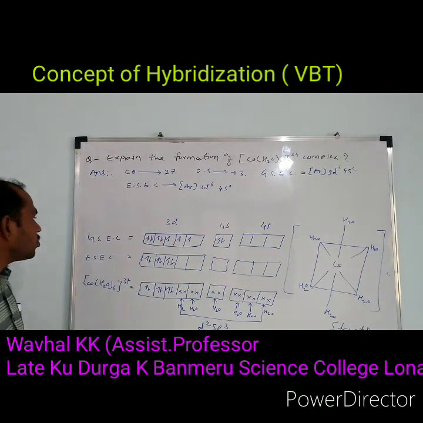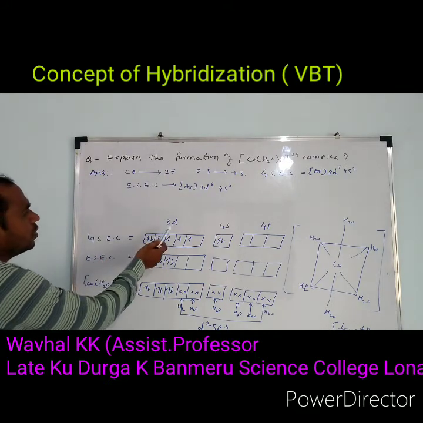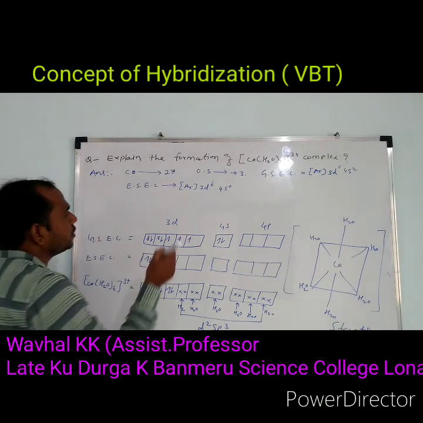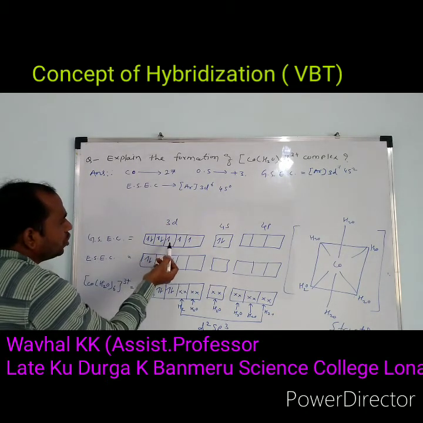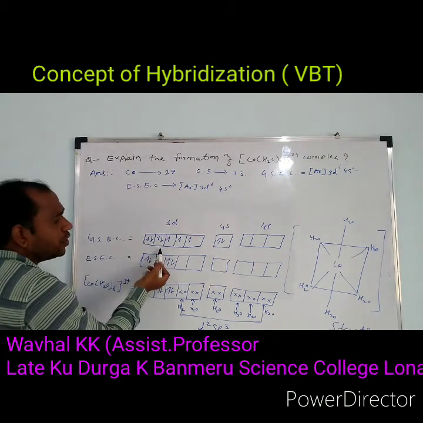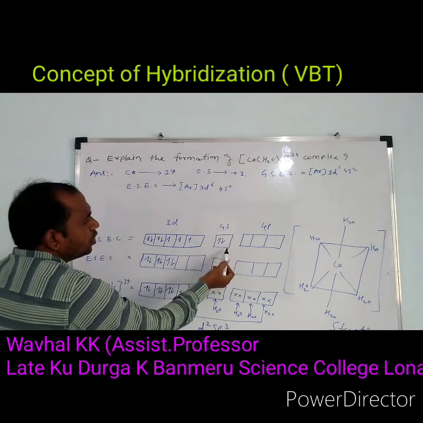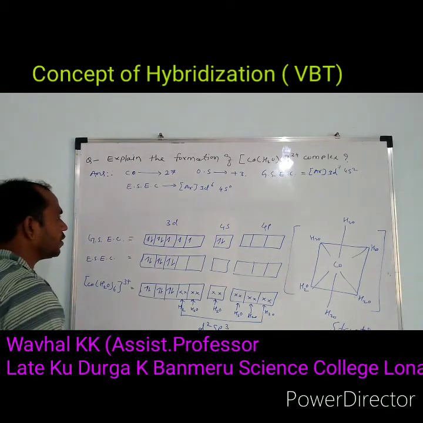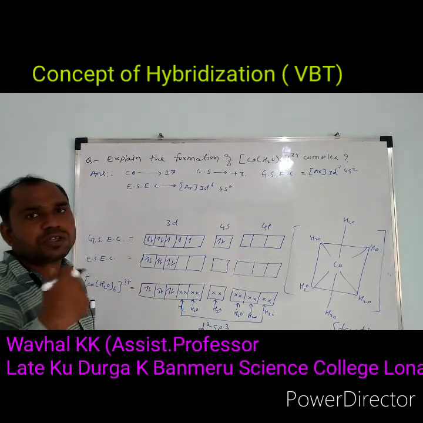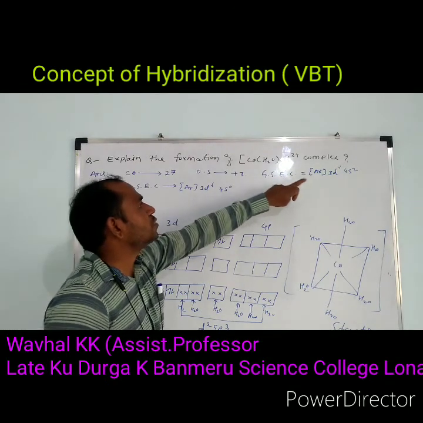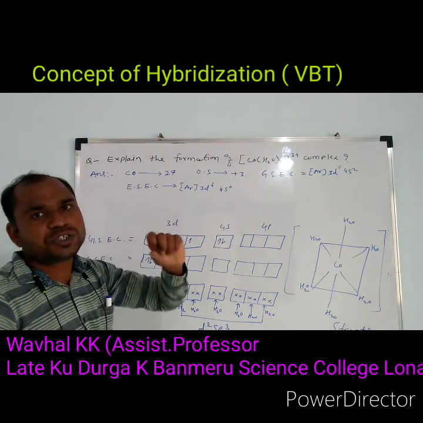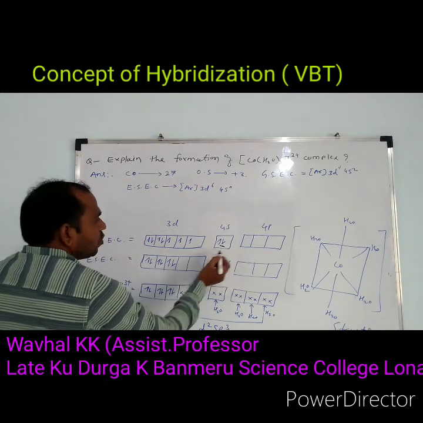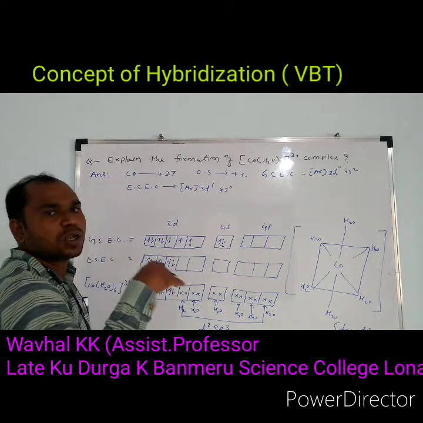See here in the box diagram, the ground state electron configuration of cobalt is 3d7. These are the 3d7 electrons, 1, 2, 3, 4, 5, 6, 7 in the 3d orbital, 4s2 in the 4s orbital, and the 4p orbital is vacant. In the excited state 3 electrons are lost, because the oxidation state is +3. These 2 electrons and one more electron are lost.